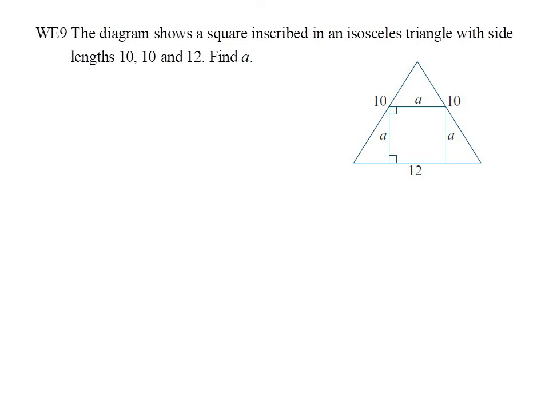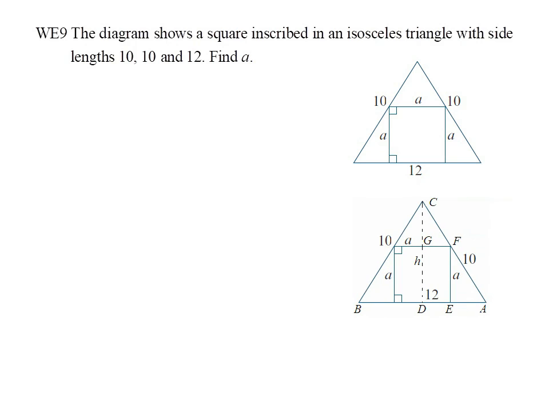In example 10, there is a square inscribed in an isosceles triangle as seen in the diagram. The question is to find the length of the square a. According to the diagram, a line is drawn from the vertex C perpendicular to the triangle base AB and intersects AB at D. Because line GF is parallel to EQ, line CG is parallel to line FE. Triangle CFG is similar to triangle AEF.